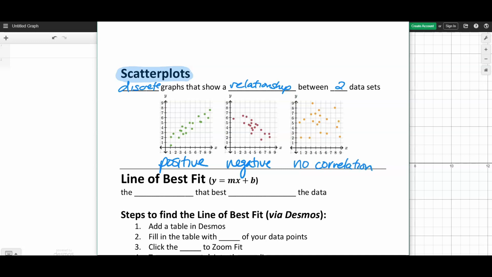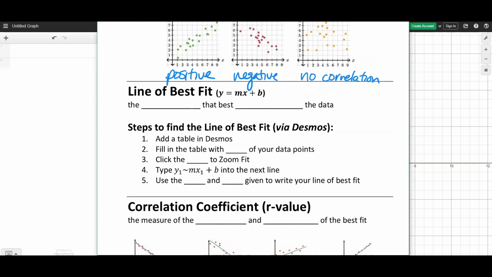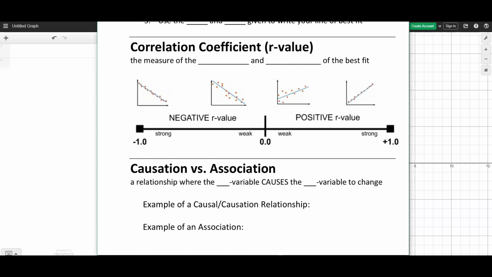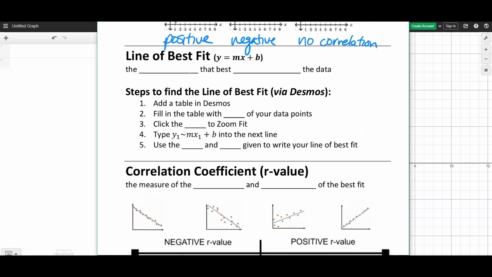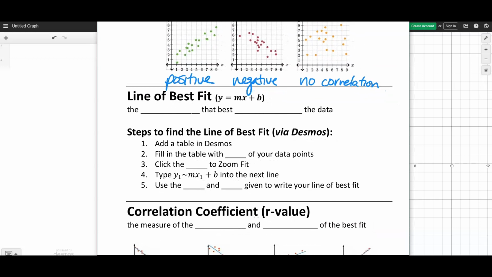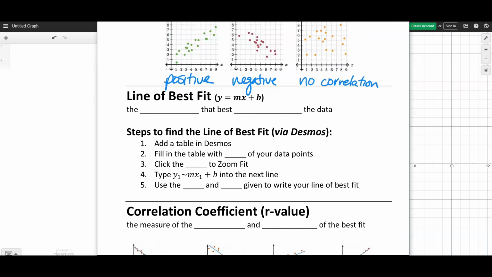Usually we're going to be able to find one of the two, positive or negative correlations, between data sets. And in high school, what we're working on is more specifically describing these data sets in three ways. We're going to talk about the line of best fit, a correlation coefficient, and causation versus association. There are three more detailed ways to talk about these scatter plots and the correlation between them. Now, line of best fit is the bulk of the lesson today.